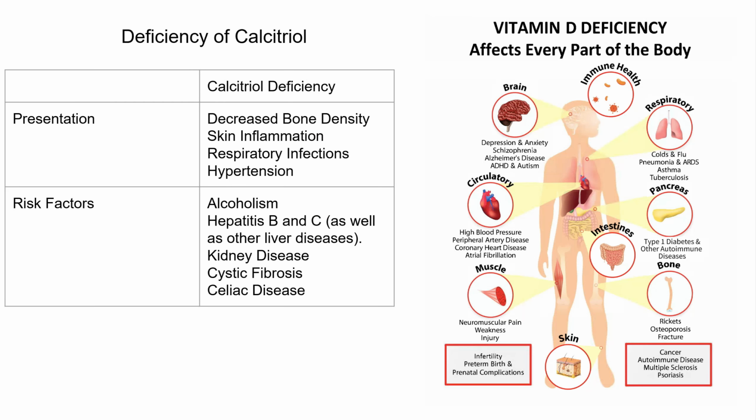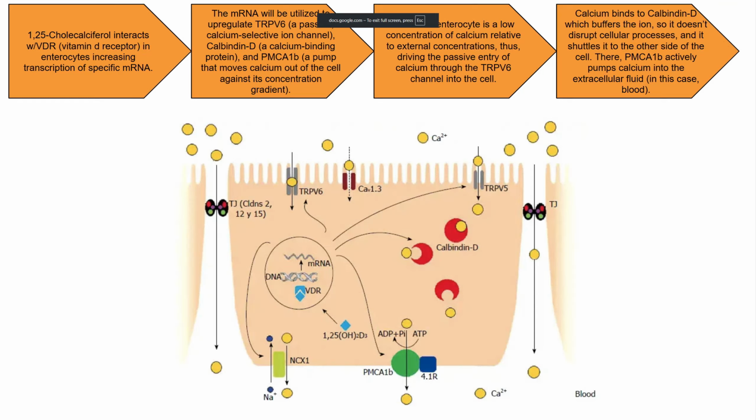Firstly, we're going to go into the very basics behind deficiency of calcitriol. Then we'll break down the science behind why patients are presenting the way that they do. Then I'll give you some takeaways to help you identify this disease. When a patient has calcitriol deficiency, they develop decreased bone density, skin inflammation, respiratory infections, and hypertension. And we'll go further into the science behind these presentations and the risk factors later in the presentation, but I just want to provide you an idea of what we're going to be getting into in this lecture right here.